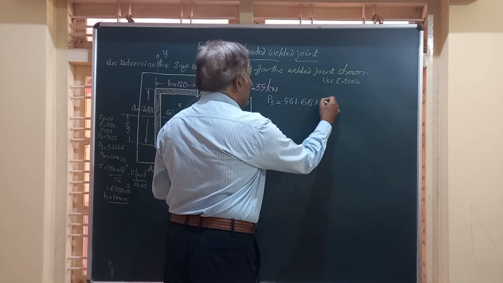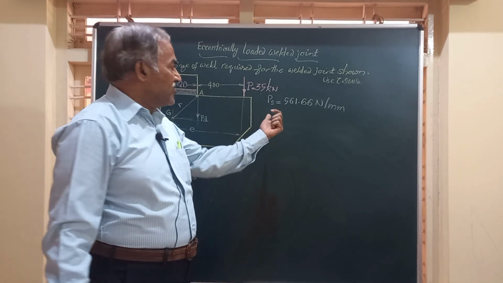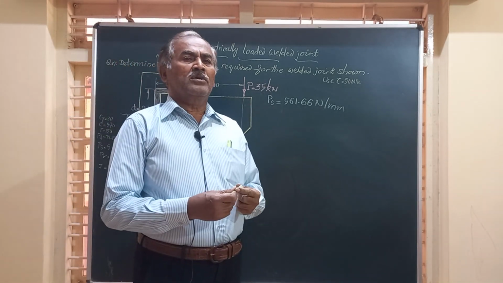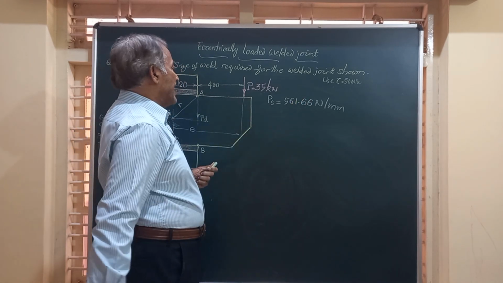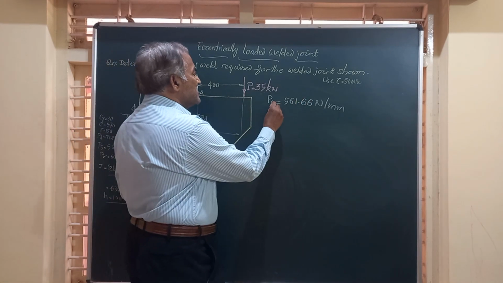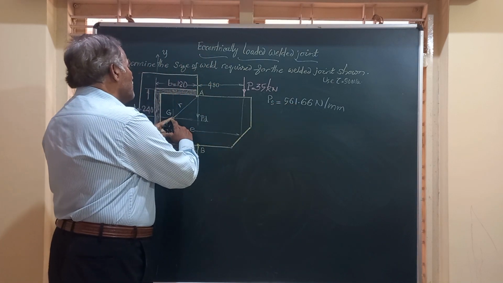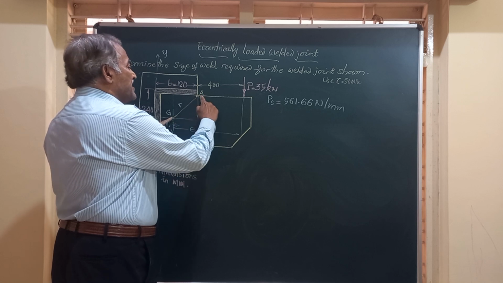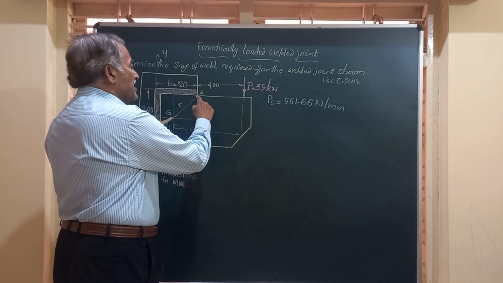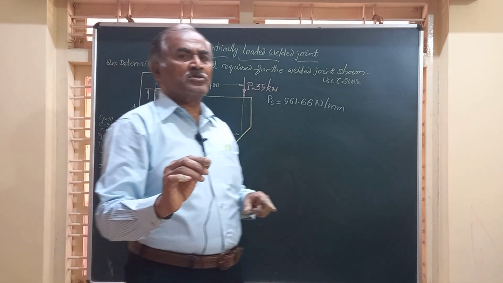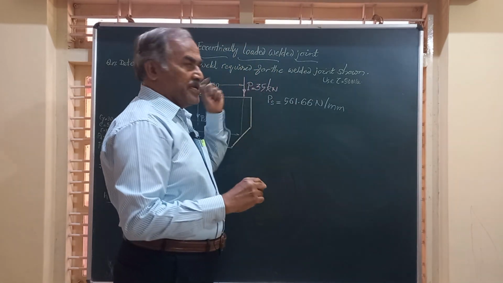561.66 is again Newton per millimeter. We have the direct load and now we have calculated the secondary load. Next arises the question, how does this load act and where does it act? Friends, this load PS acts normal to R, normal to GA and at A. So at A and normal to GA, so as to produce a similar moment as that produced by P.